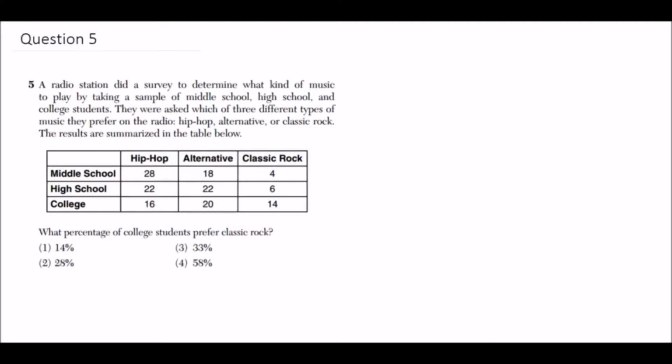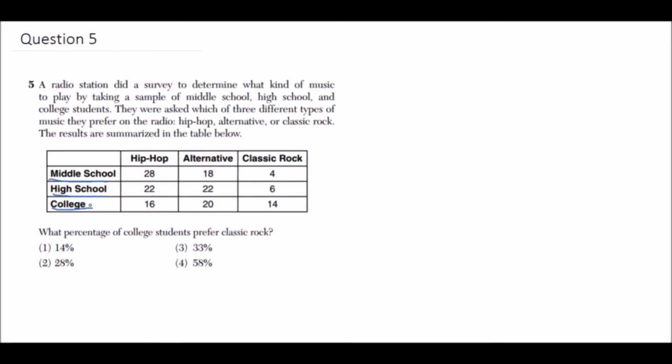This video is for question number 5 of the January 2017 Common Core Algebra 1 Regents. And what we have here is a little bit of statistics and a little bit of probability. So the question is, a radio station did a survey to determine what kind of music to play by taking a sample of middle school, high school, and college students, which are shown here.